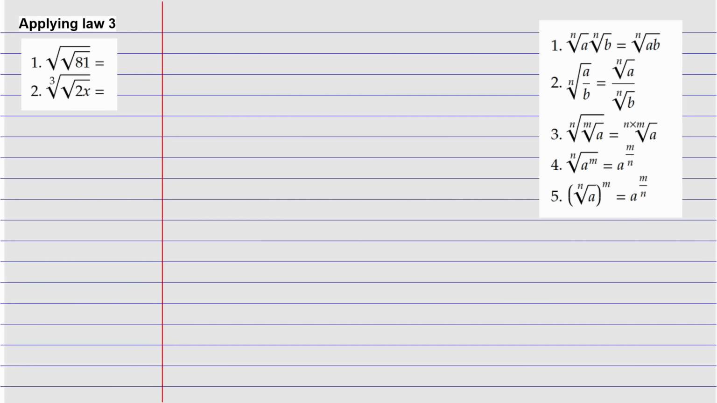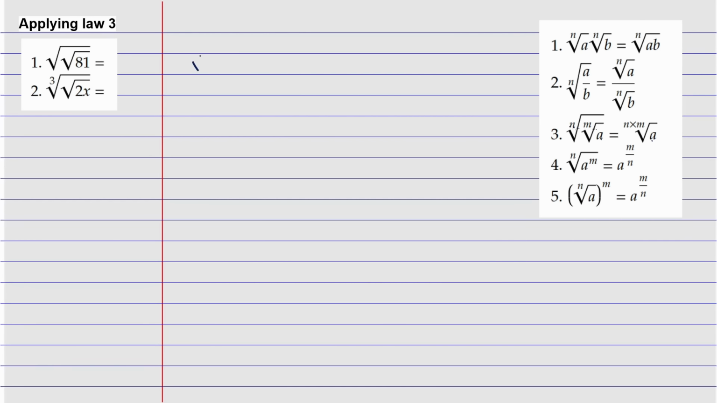So now we're going to be applying law number 3, which says the following. If you have a root, and inside that root there's another root, you can write one big root and multiply the indices of the roots, and whatever number is inside, you write it. I hope that makes sense. So here we have a square root, and inside it there's another square root, but with 81.